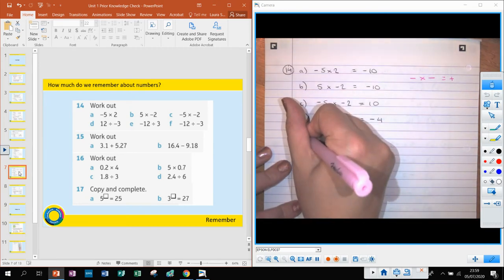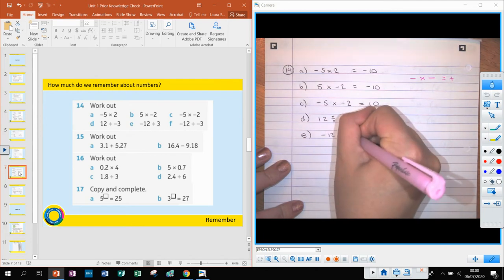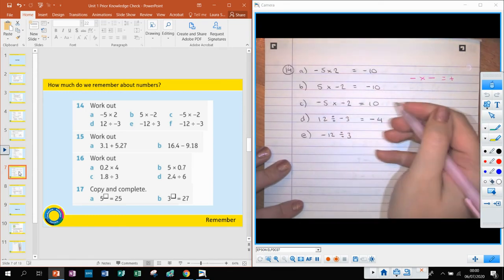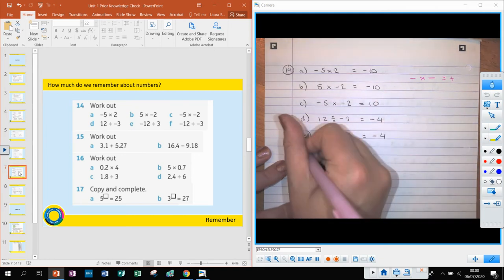Okay, part E, we have negative 12 divided by 3. Similarly again, a negative divided by a positive, just like a positive divided by a negative, is going to be negative, so that is negative 4 as well.